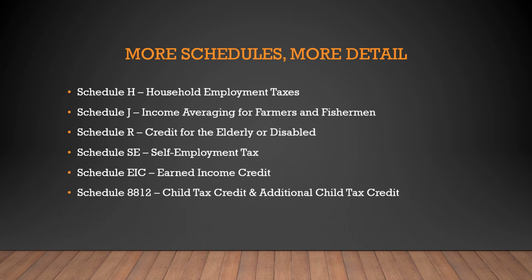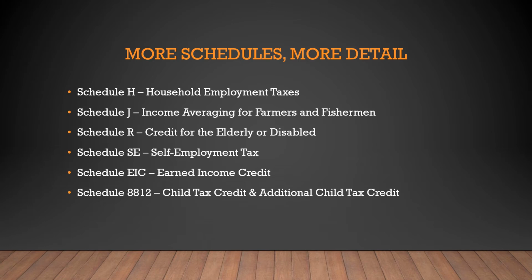H is for household employment taxes, J, income averaging farmers and fishermen, R is credit for the elderly or disabled, SE is self-employment tax, EIC is earned income credit, and 8812 is the child tax credit and additional child tax credit. Now, these are not to overwhelm you so much as to give you awareness of what is out there and the kinds of things that can be on a return.